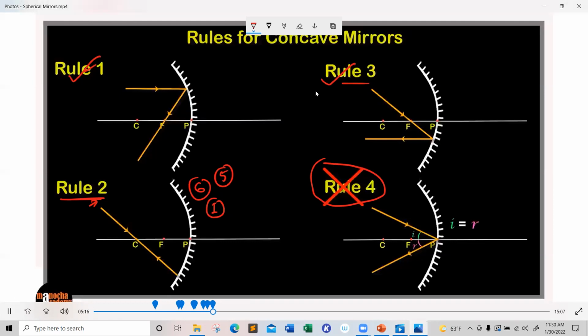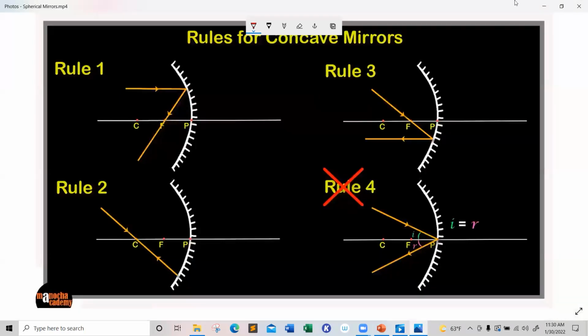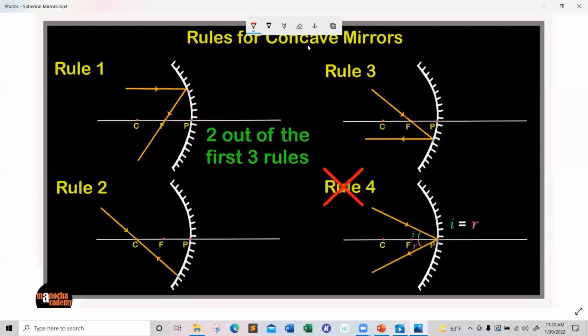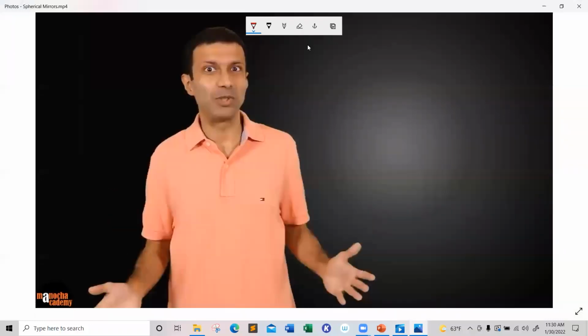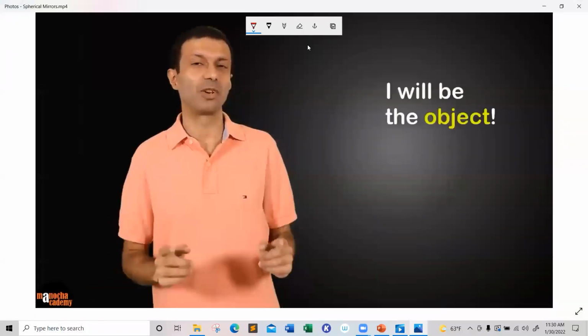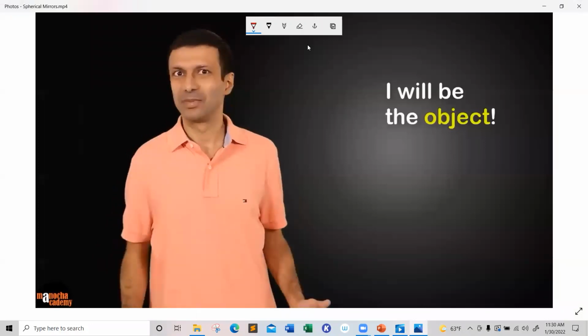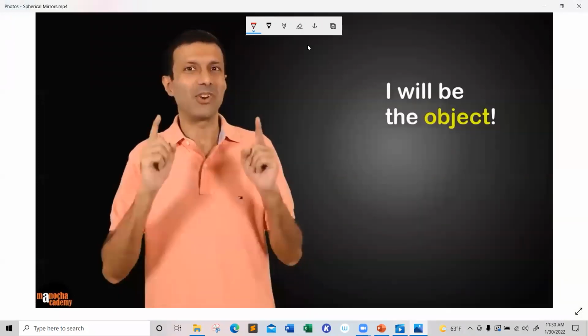Because it's hard to measure angles accurately with your protractor, so it can lead to inaccuracies in the diagram. So basically you need to use 2 out of the first 3 rules for concave mirrors. Now I'm going to be the object and I'll go and stand in front of the concave mirror and you need to find my image. So are you ready? Let's try it out.